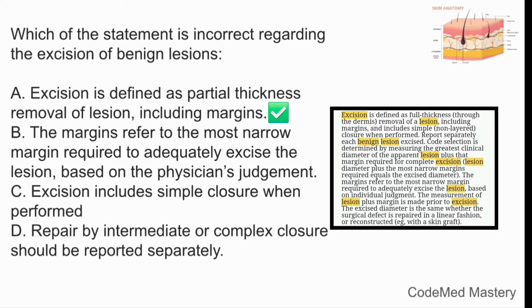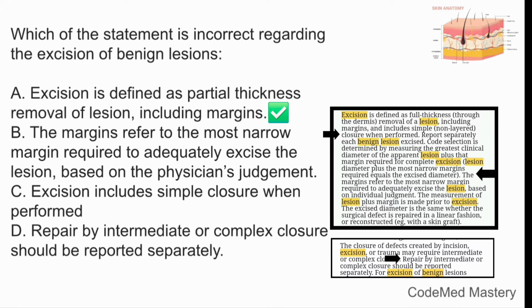That is option B. The margins refer to the most narrow margin required to adequately excise the lesion based on individual judgment. And they have given option C. Excision includes simple closure when performed. And also option D. Repair by intermediate or complex closure should be reported separately. So, the statements B, C and D are correct. The statement in option A is incorrect. Next question.